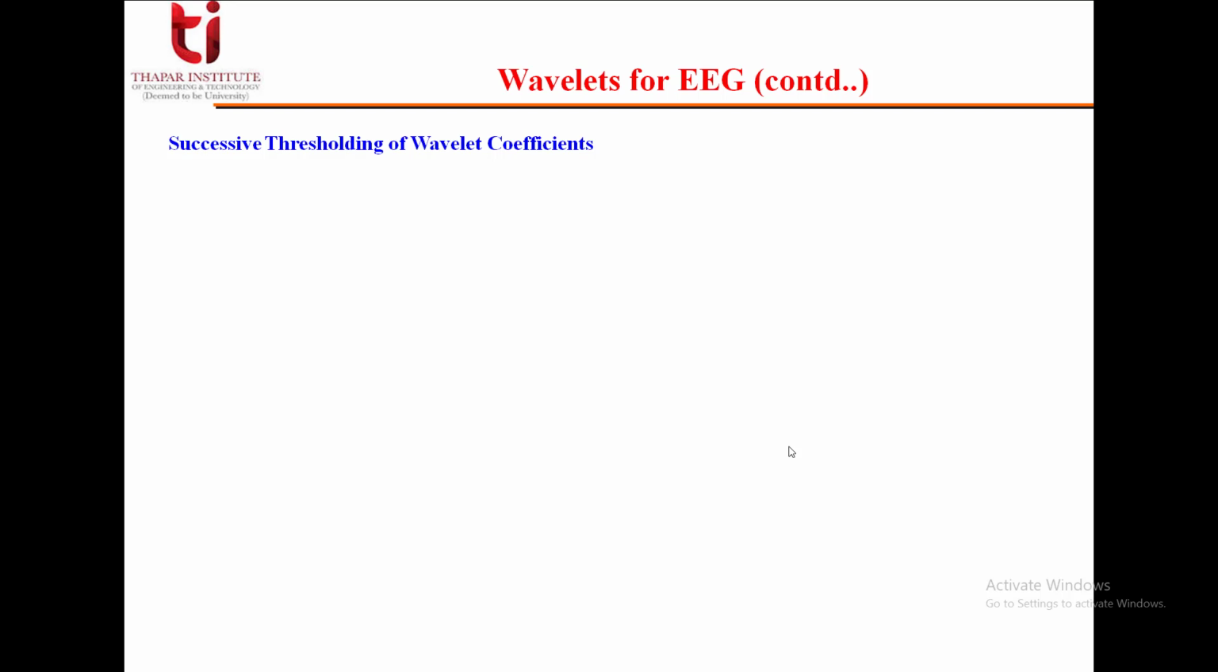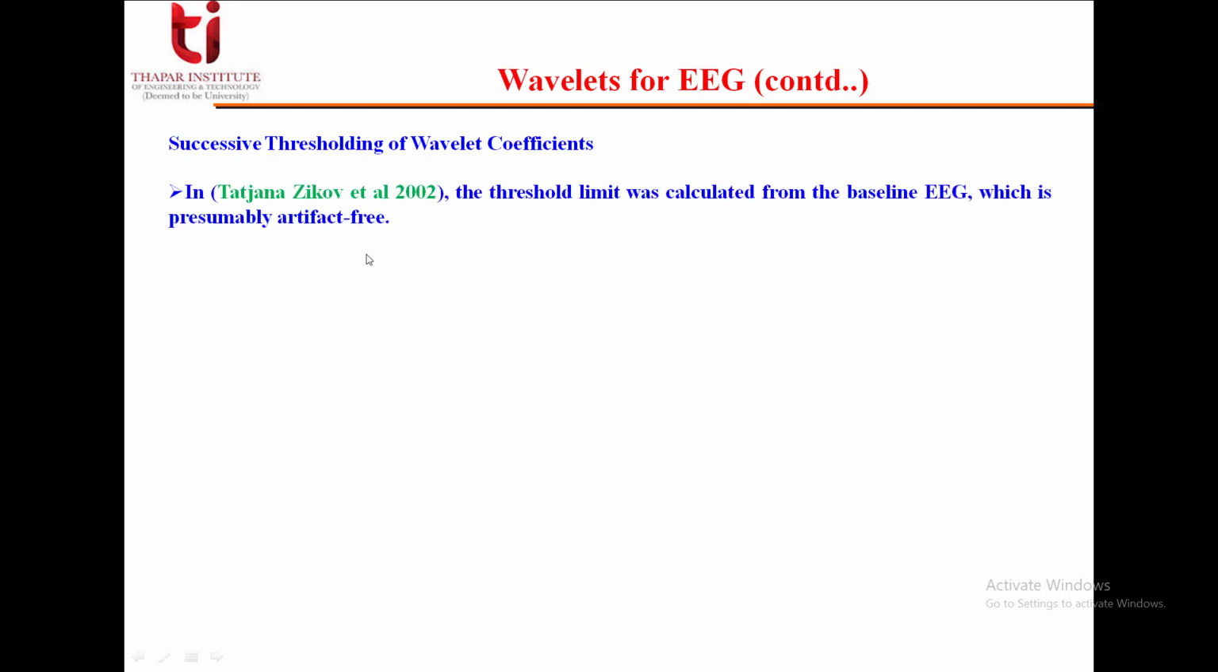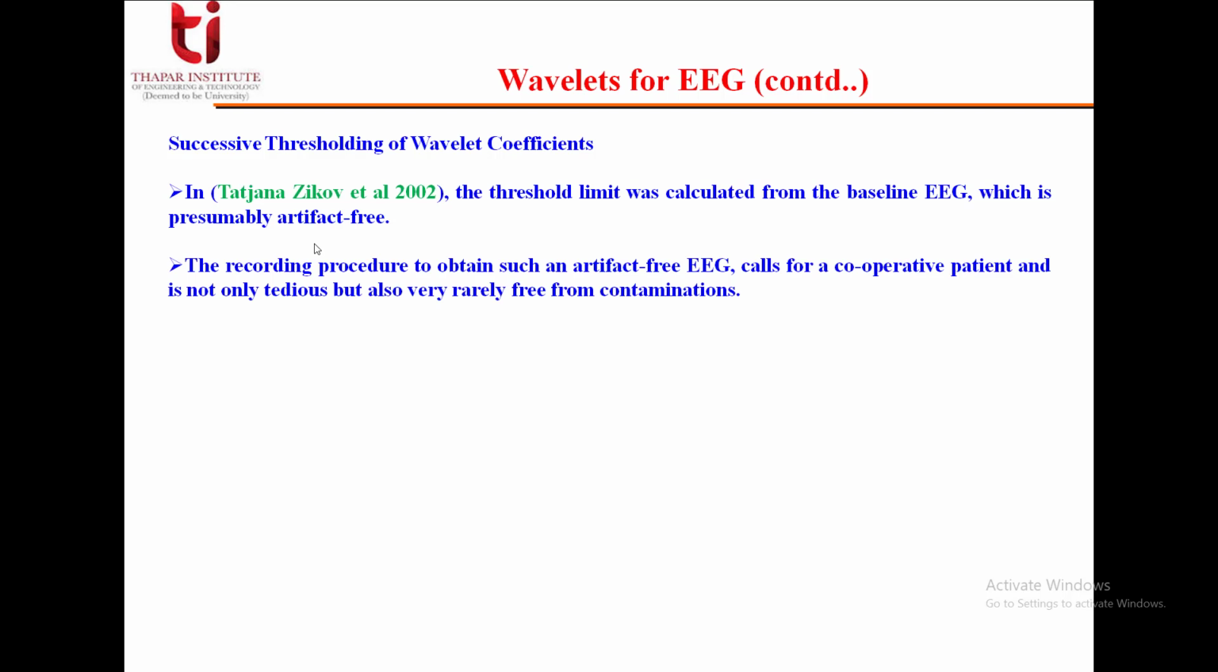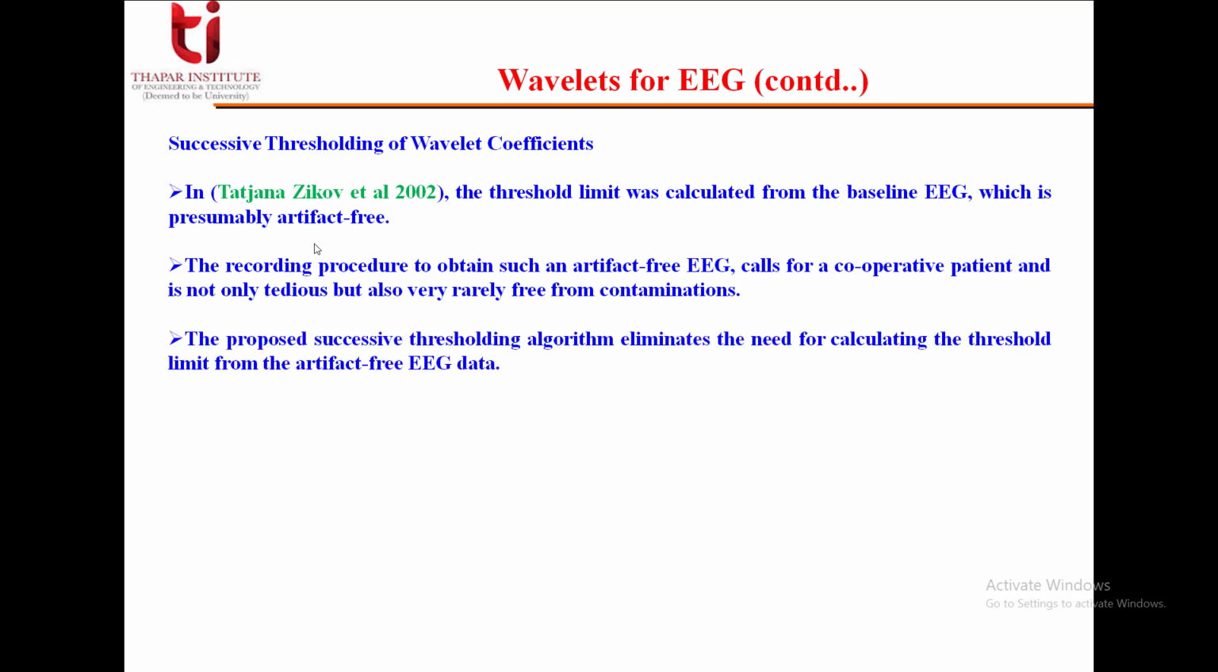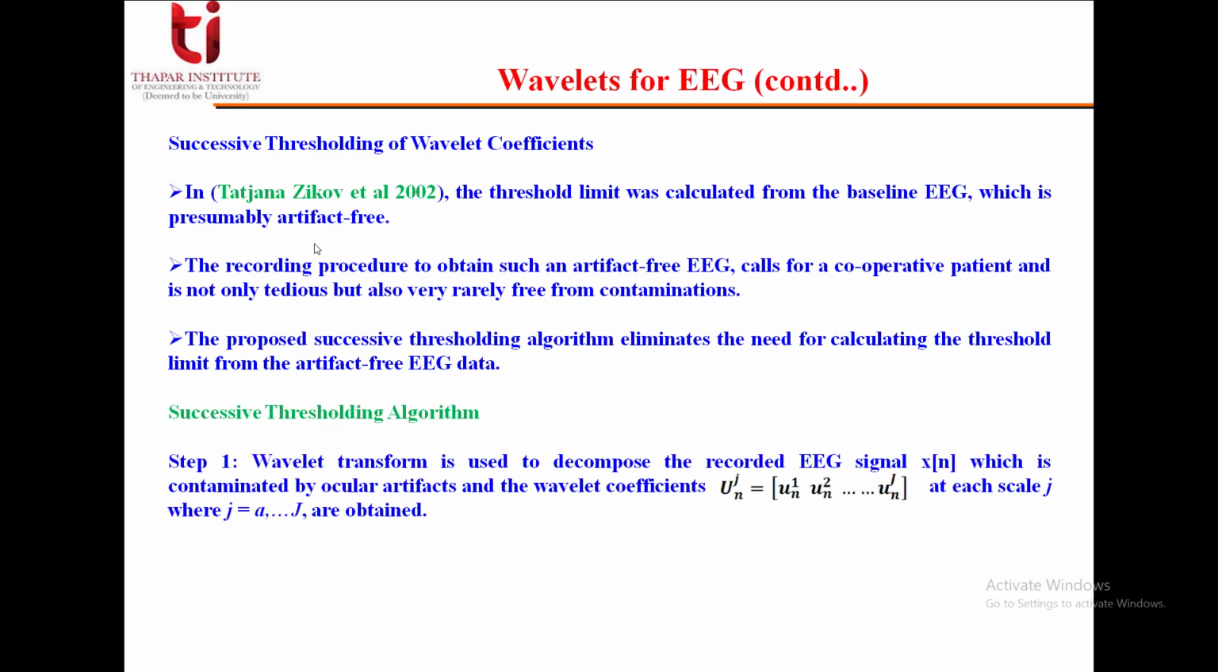Now, what do we mean by successive thresholding of wavelet coefficients? Many researchers have shown this, and here we are considering the Zikov et al. 2002 paper. The threshold limit was calculated from the baseline EEG, which is presumably artifact free. The recording procedure to obtain such an artifact-free EEG calls for a cooperative patient and is not only tedious but also very rarely free from contaminations. So the proposed algorithm eliminates the need for calculating the threshold limit from artifact-free EEG data. We'll discuss the different steps in this.